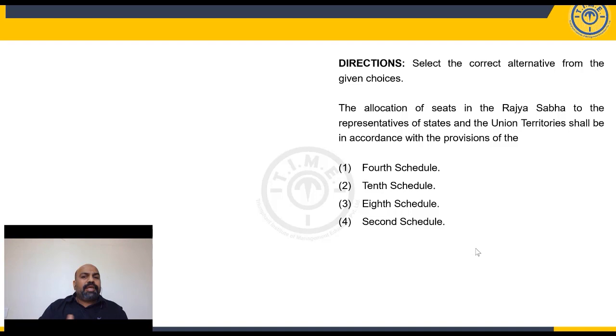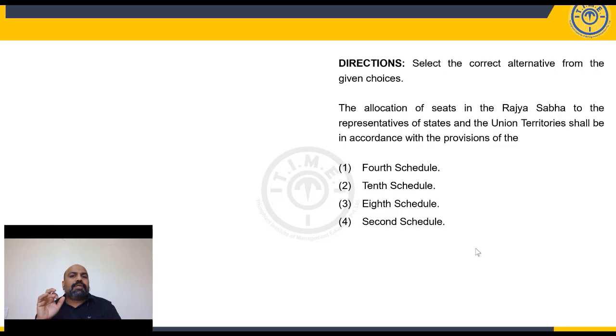Now, to take it further, the sixth schedule talks of similar provisions, but applicable to the states of Assam, Meghalaya, Tripura, and Mizoram. So, fifth schedule: provisions concerning administration of scheduled areas and tribes, except in the states of Assam, Meghalaya, Tripura, and Mizoram. Sixth schedule: provisions concerning governance of scheduled areas and tribes in the states of Assam, Meghalaya, Tripura, and Mizoram.